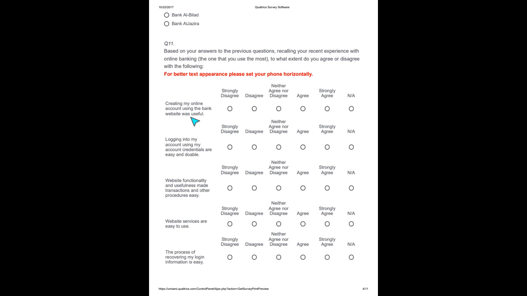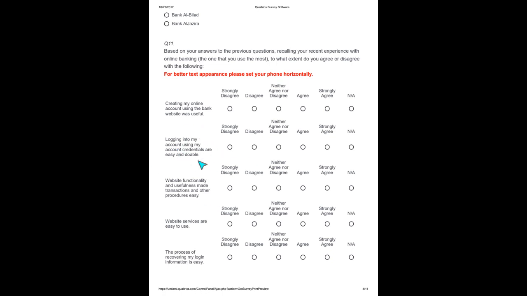Strongly disagree. Disagree. Neither. Agree. Strongly agree. Not applicable. Now here we are starting with the usefulness of creating the account, and the usefulness, if we go to the quality gaps, we will come back. Let's illustrate the questions and then we will link them.